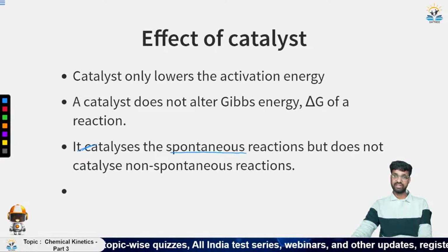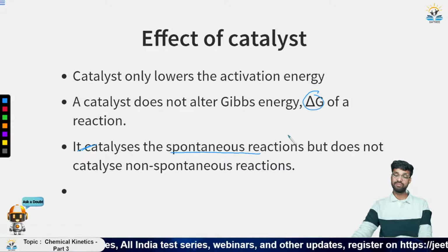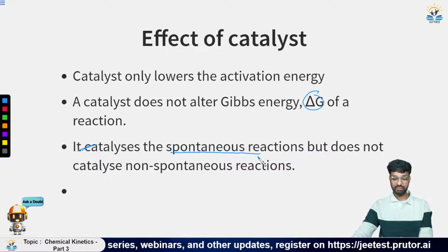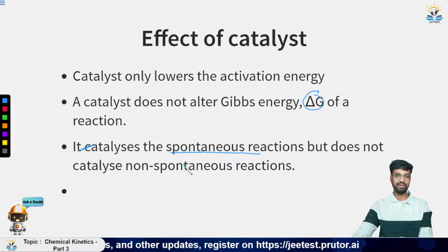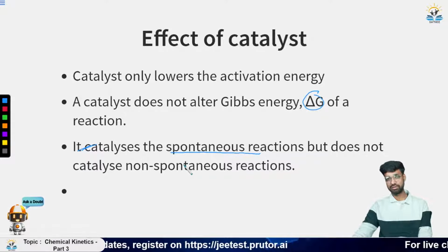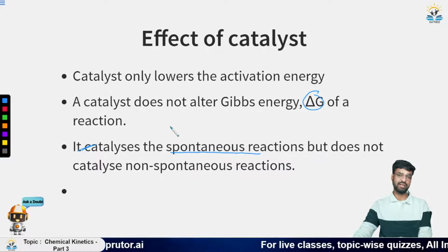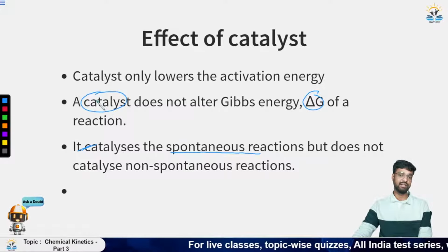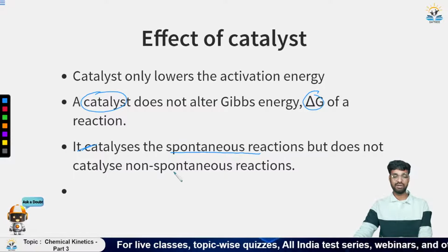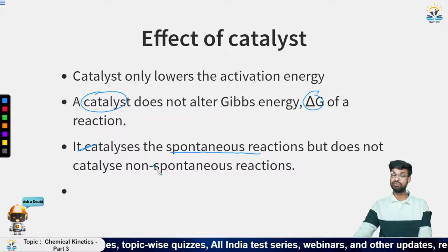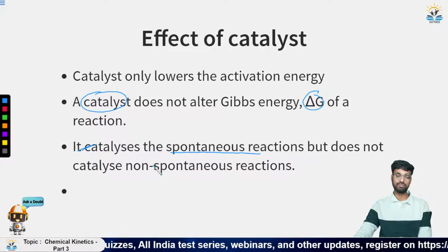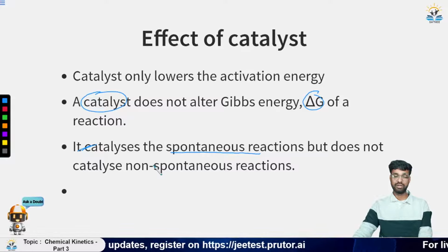If it had changed the delta G in some way, then it may affect non-spontaneous reactions in some cases also, because delta G only defines whether a reaction will be spontaneous or non-spontaneous. So if a catalyst was able to change this delta G, then it could change a reaction from spontaneous to non-spontaneous, or non-spontaneous to spontaneous, but it is not so. A catalyst only catalyzes the spontaneous reaction, and it cannot catalyze any non-spontaneous reaction. So keep this in mind always.